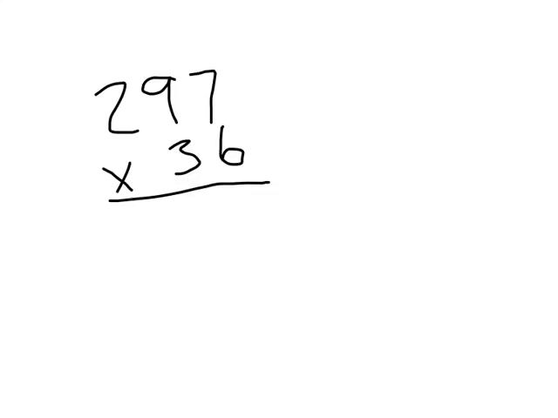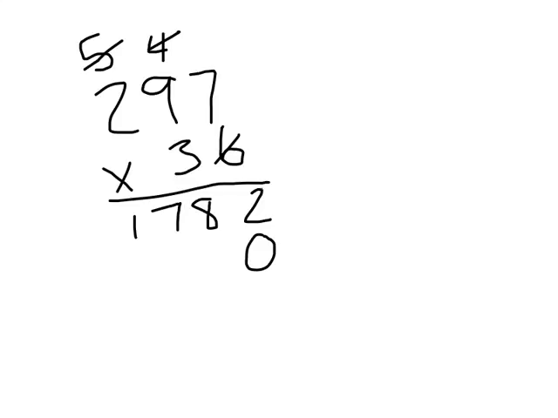Let's see how you did. 6 times 7 is 42. 6 times 9 is 54, plus 4 more is 58. 6 times 2 is 12, plus 5 more is 17. I drop my 0 because I'm multiplying by 30, not 3. 3 is in the tens place.